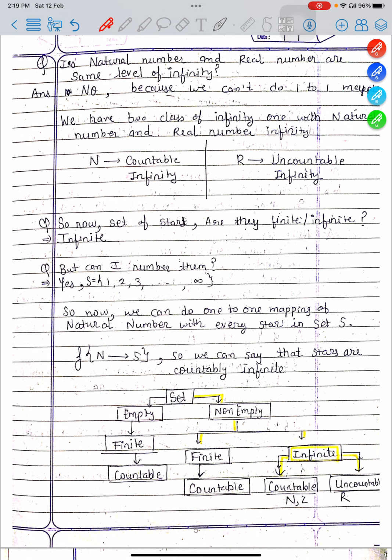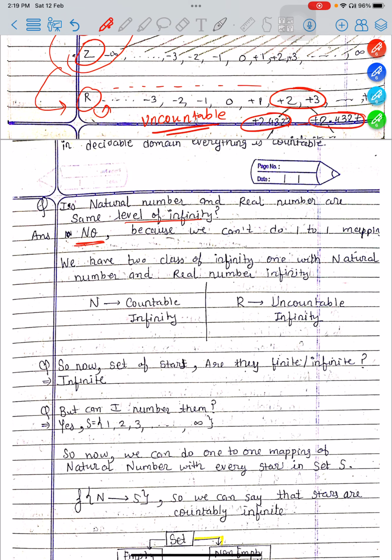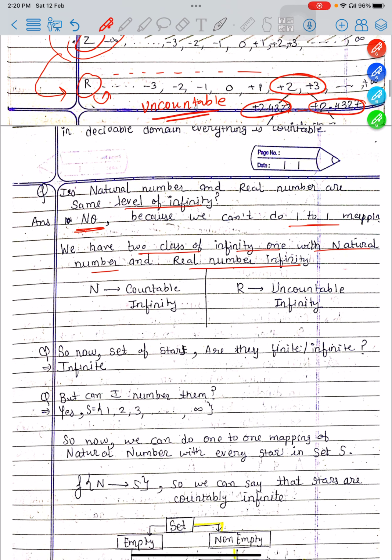So are natural numbers and real numbers the same level of infinity? No, because, as we saw before, we cannot do a one-to-one mapping, so we have two classes of infinity: one with natural numbers and one with real numbers. Natural number infinity is countable infinity, and real number infinity is uncountable infinity.